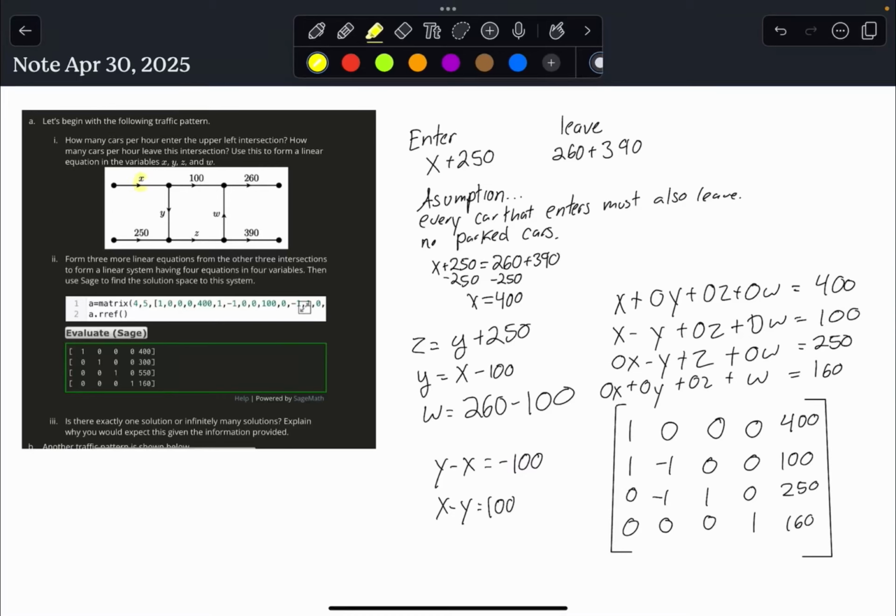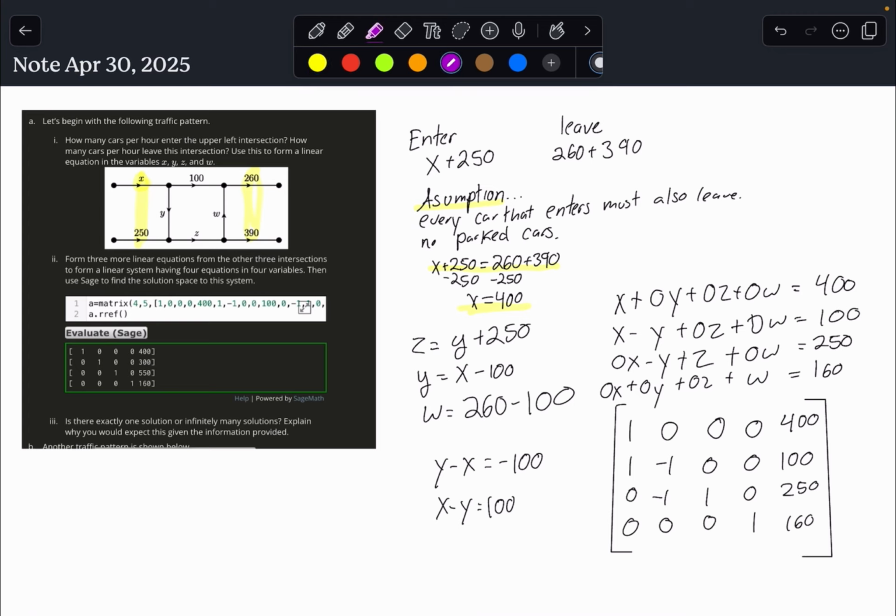So first we're going to look at x here and try to solve for it. We're going to go under the assumption that every car that enters must also leave, so there's no parked cars. And what I'm going to say is that these cars that are entering must be equal to these cars that are leaving. So I express this right here and I find that x is equal to 400.